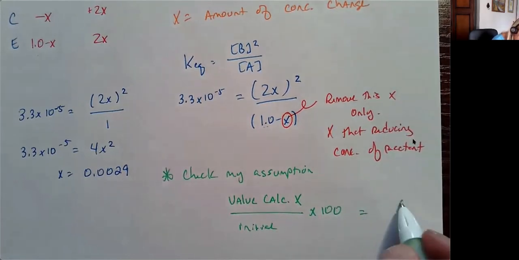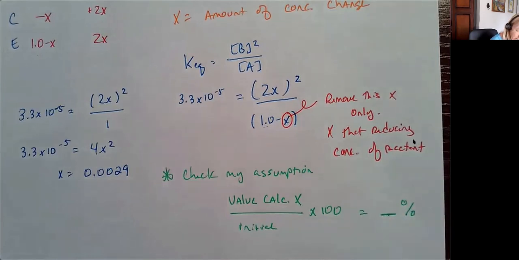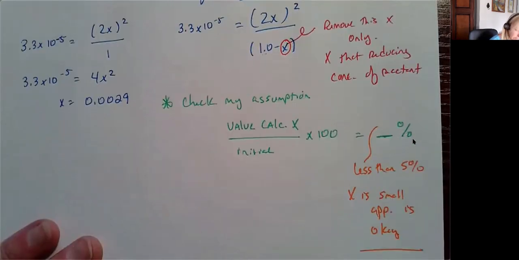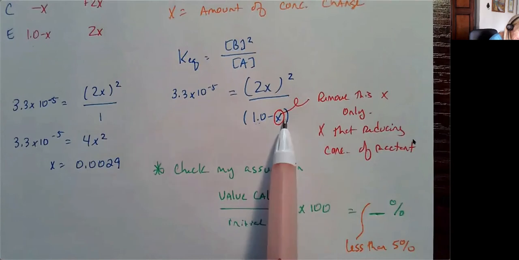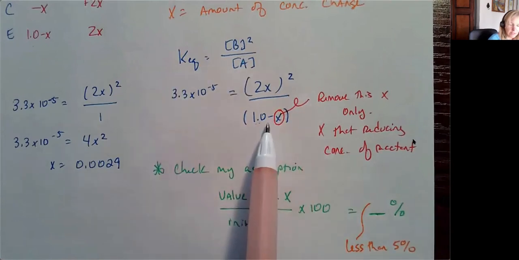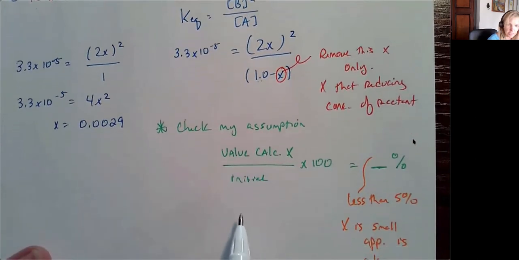If this percentage that I get out is less than 5%, then my x small approximation is okay. That means that I can use it. If it's greater than 5%, then I can't do this and I have to go back and solve this as a quadratic equation. I can't remove the x here. So this is going to allow me to check to make sure that I could.